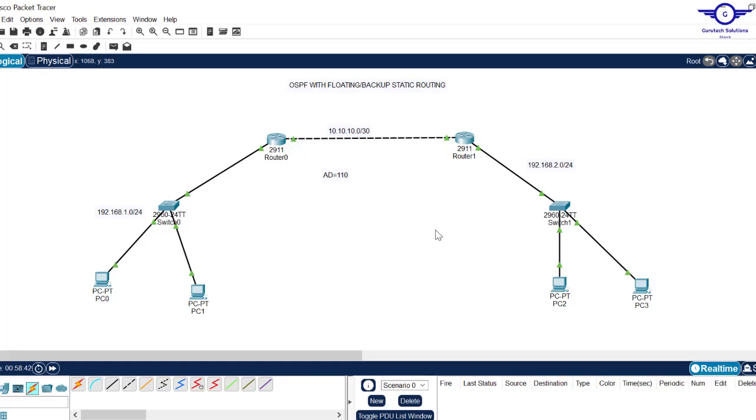But the first thing that I'm going to do is send you an assignment on how to configure static route. Then another assignment on how to configure RIP. Then another assignment on RIP and default static route. Then another assignment on how to configure EIGRP with the static route. Then finally, OSPF with static route, and the static route should be a backup.